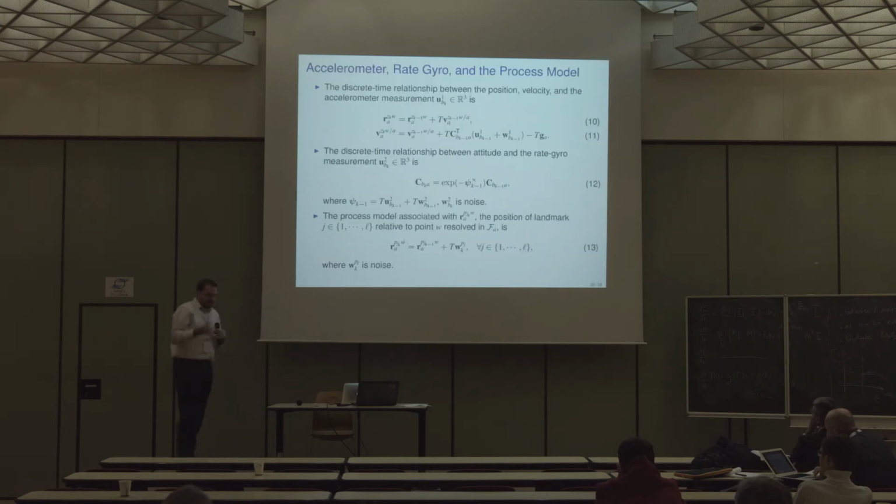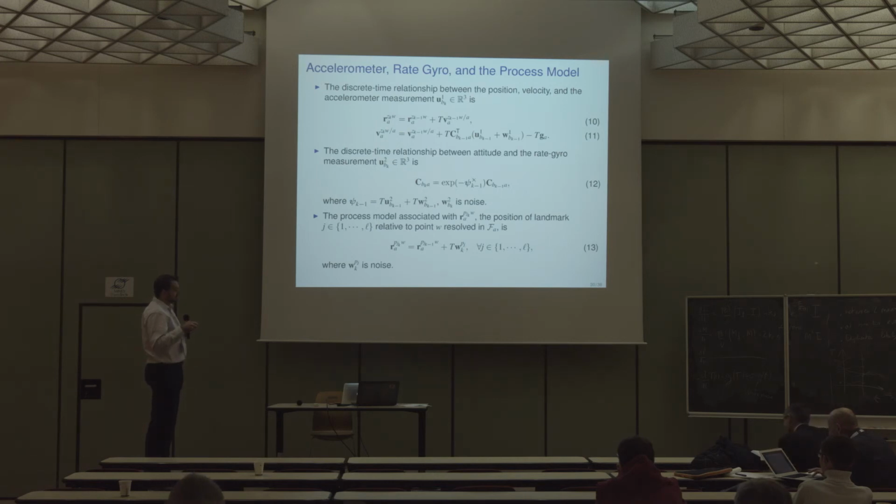Okay, so the SLAM problem. I have to define a couple things. Here is my position update given a velocity measurement. Here's my velocity update, or not necessarily a velocity measurement, but a velocity estimate maybe. This is my velocity update given an accelerometer measurement here, okay?